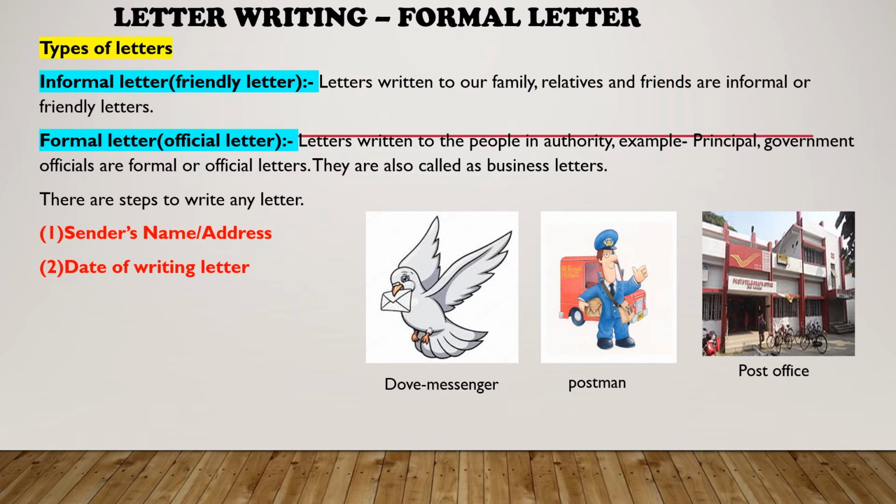The second step is the date of writing the letter. After your name and address, you leave a line and write the date. Then the third step is the addressee, to whom you are writing the letter. For example, if I'm writing to one of the editors of a newspaper, it would be respected sir, and the name of the newspaper agency. Then what will be your subject?